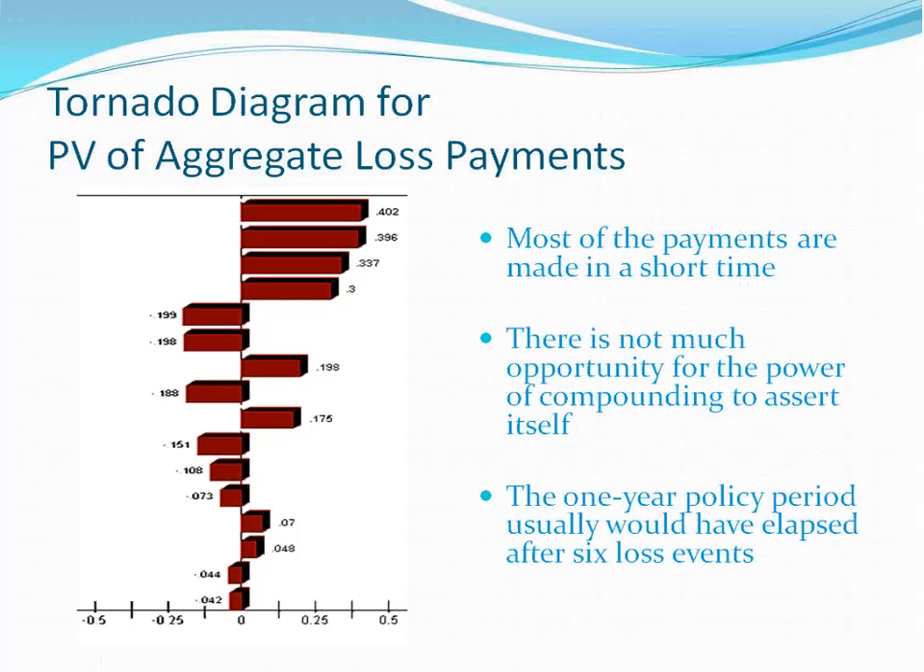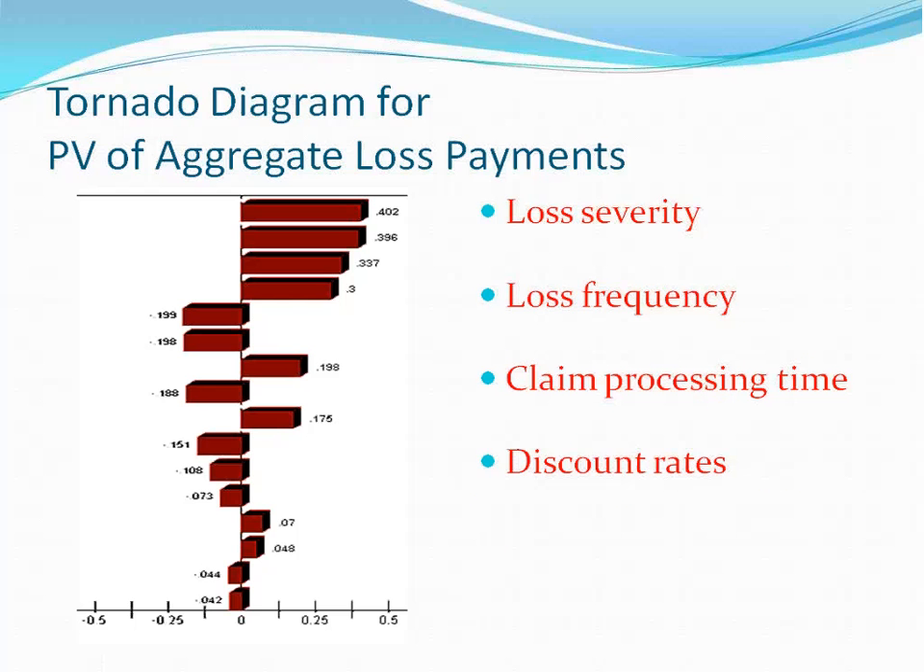Another thing is that the one-year policy period usually would have elapsed after 6 loss events. If we had other settings, discount rates would be more important. Those are the factors that are important in determining the present value of aggregate loss payments.